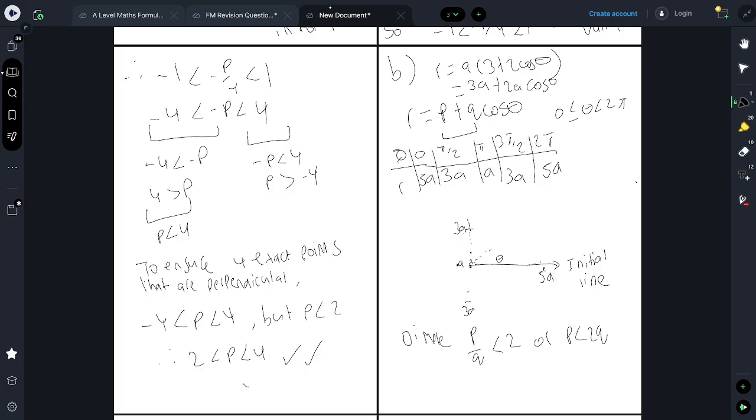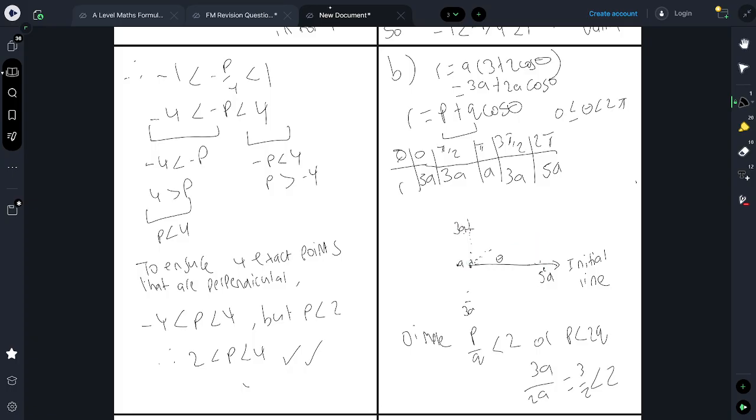And we know this is true because p is 3a, so the ratio 3a to 2a is equal to 3 over 2, which is clearly less than 2. So we need a dimple. So essentially, it draws like you expect. So go from 5a to 3a, and then it goes to a, but it's going to have a dimple.